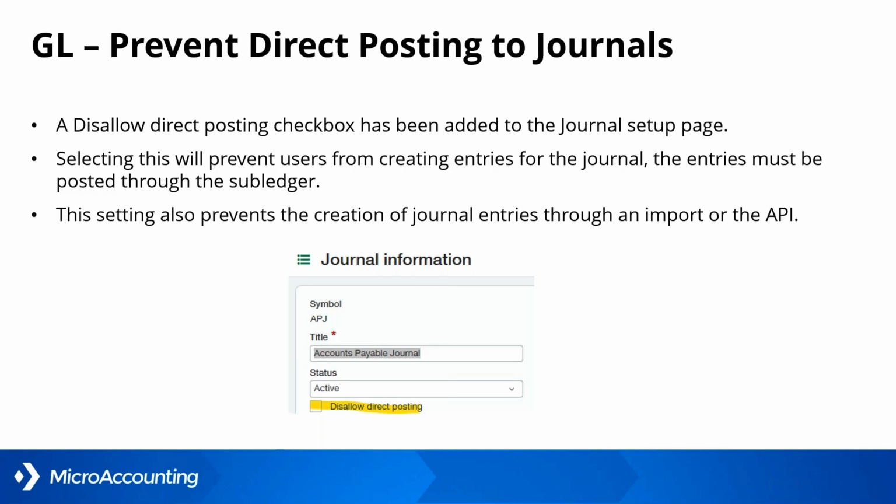Intacct has listened to our feedback on that, and they've now given us the option to disallow direct posting to that journal. So on your different journal codes, if you only want those to be used for system-generated entries like the AP journals, the AR journals, etc., then you can set that to disallow direct posting. This will prevent users from being able to enter a journal entry manually to that journal code, and they must then be posted through the subledger.